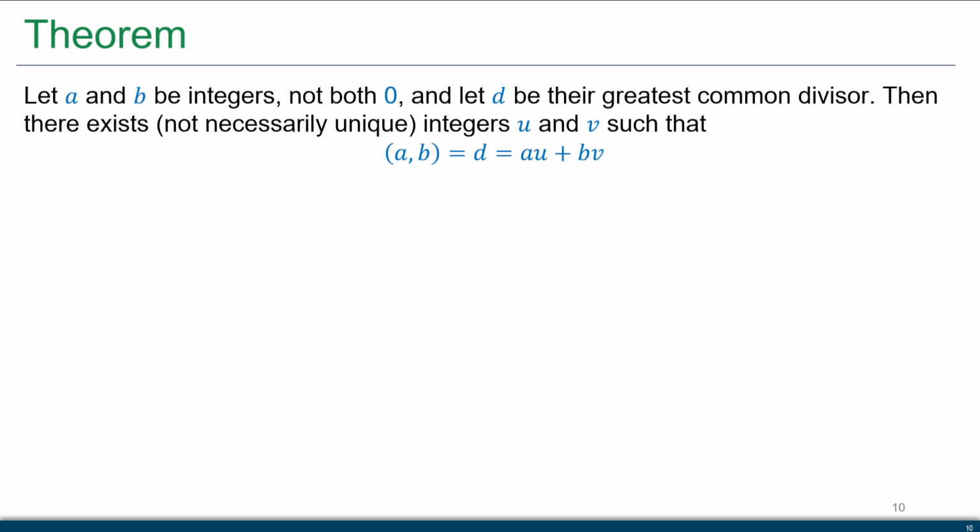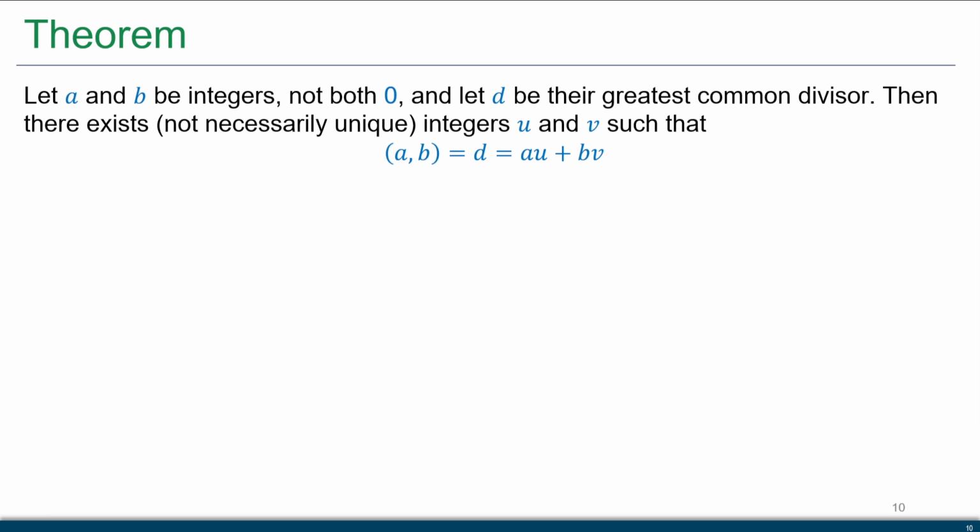Then there exist, and here's the big part, not necessarily unique integers, u and v, such that we can write the greatest common divisor d as a linear combination: some integer u times a plus some integer v times b. Now the question is, how do we find this summation? Basically, we're going to use the Euclidean algorithm and just work in reverse.